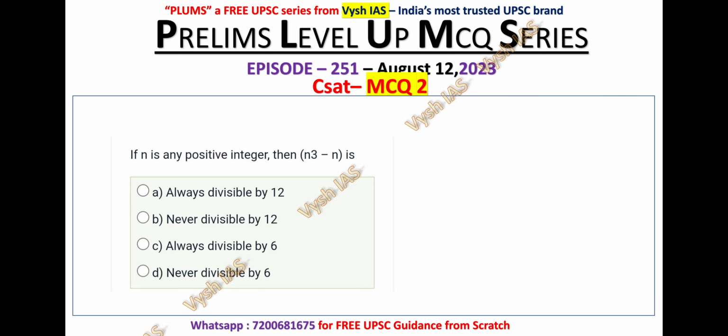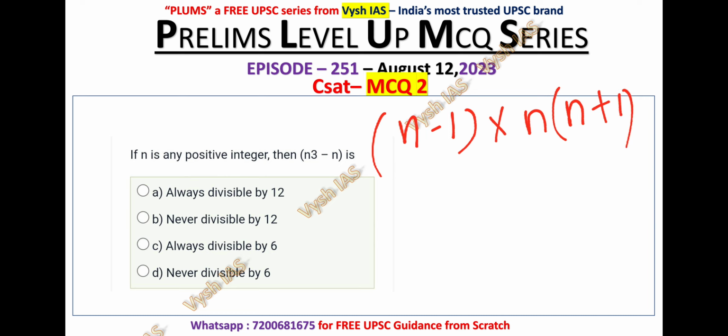Now let's take the second question. If n is any positive integer, then n cube minus n is always divisible by 12, never divisible by 12, always divisible by 6, or never divisible by 6. If n is a positive integer, then n cube minus n can be written as n minus 1 into n into n plus 1, because if you solve this you will get the same value, n cube minus n.